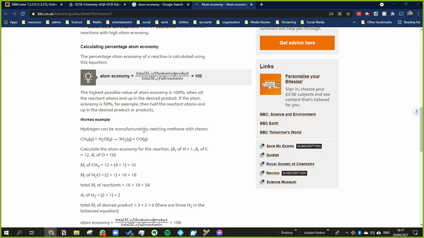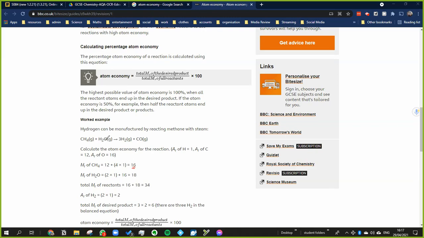So let's do this now. It shows us how to do it anyway. We've got methane plus steam producing hydrogen and carbon monoxide. It tells us all the atomic masses, the mass number of all of them, right? So methane is going to be 12 plus 4. So methane is 16. Okay, so that's methane.